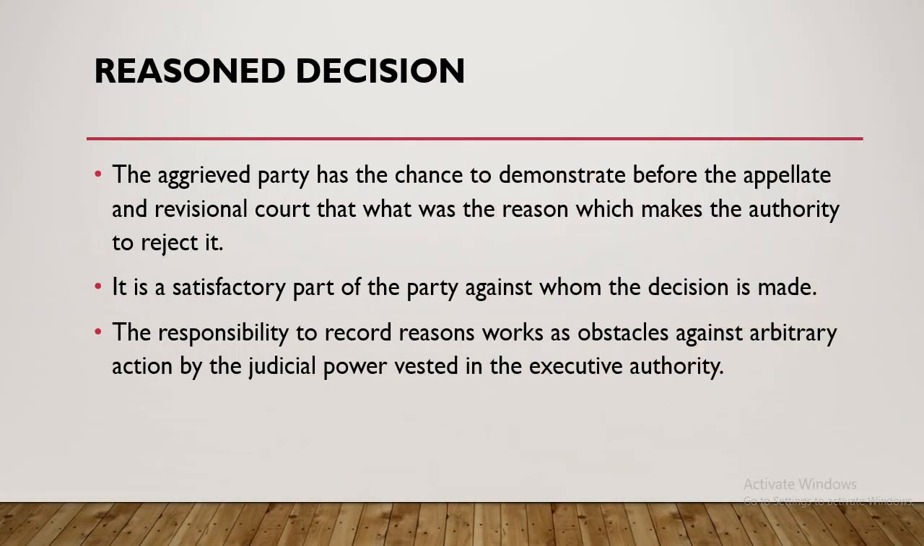The third and final rule is reasoned decision. Basically, it has three grounds on which it relies. The aggrieved party has the chance to demonstrate before the appellate and revisional court what the reason was which made the authority reject the claim. It is a satisfaction for the party against whom the direction or decision is made. The responsibility to record reasons works as an obstacle against arbitrary action by the judicial power vested in the executive authority.